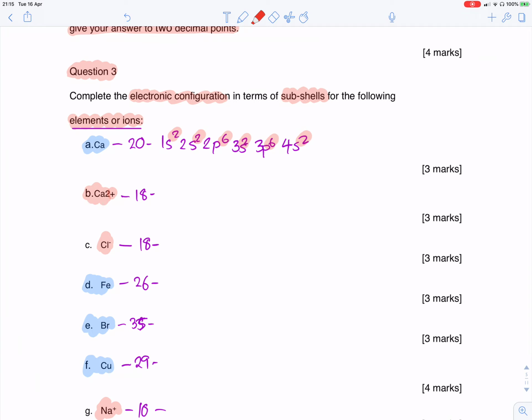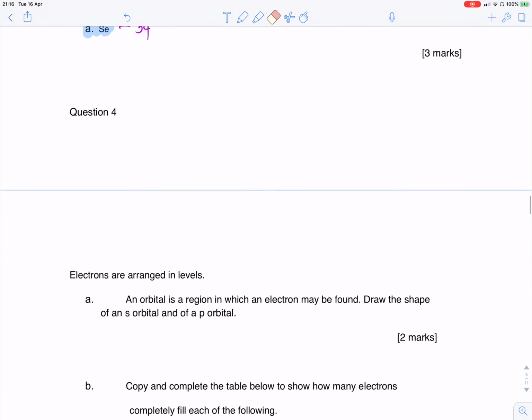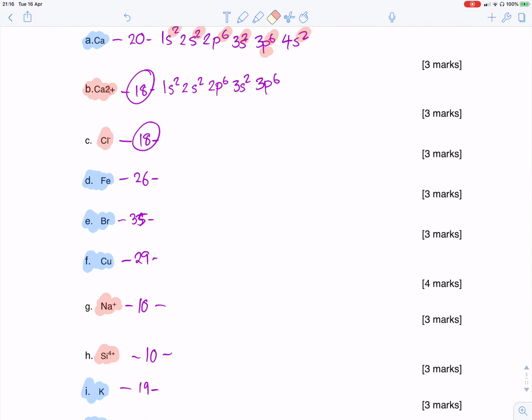So looking at this one, you can see that calcium had 20 and ended up in 4s2. So the calcium 2 plus is going to be missing the 2 at the end. So it's going to end on 3p6. So that's an easy one. 1s2, 2s2, 2p6, 3s2, 3p6. And that's it. The same with the next one. The chlorine also has 18 electrons, so it's going to be exactly the same. With 18 electrons, it's going to be 1s2, 2s2, 2p6, 3s2, 3p6.